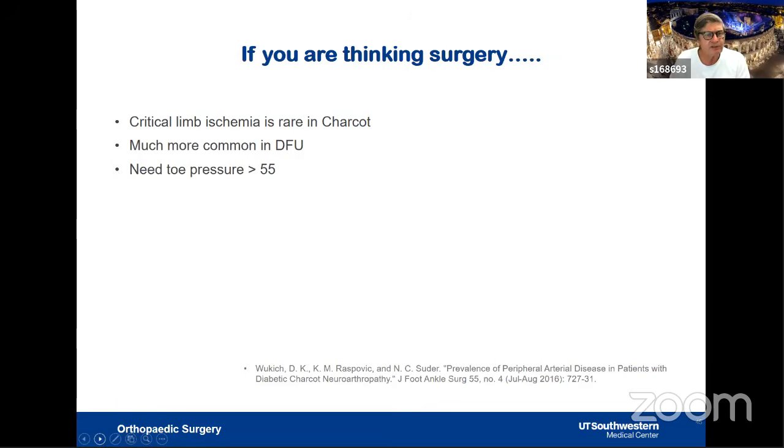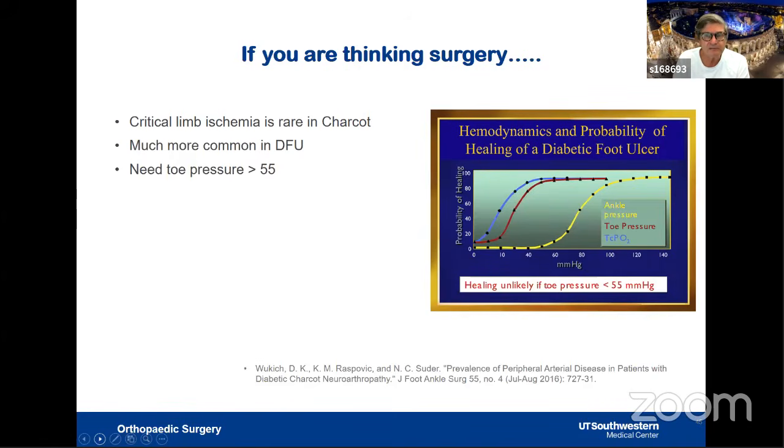You need to have toe pressure above 55 to get healing. So I would say that we actually will do non-invasive studies on all of our patients, because remember that your ABI may be unreliable in these patients because they have calcification of their arteries, as diabetic patients do. So we always check the toe pressures. And here's a curve that looked at healing of diabetic foot ulcers. You can see that for the toe pressure in red, the magic number for healing is about 55. The magic number for an ankle pressure is almost 100. The bottom line is this sigmoid curve is very consistent, but you want to make sure that you're going to have potential for healing.